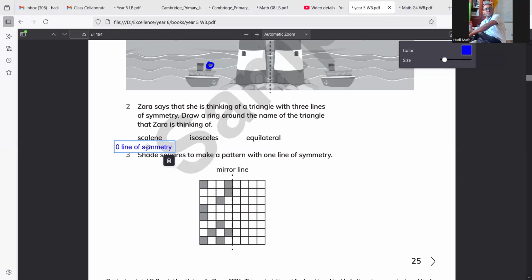Then let's move to the second triangle, which is isosceles. An isosceles triangle has 1 line of symmetry. We say it's a triangle that has 2 equal sides and 2 equal angles, and it has only 1 line of symmetry.